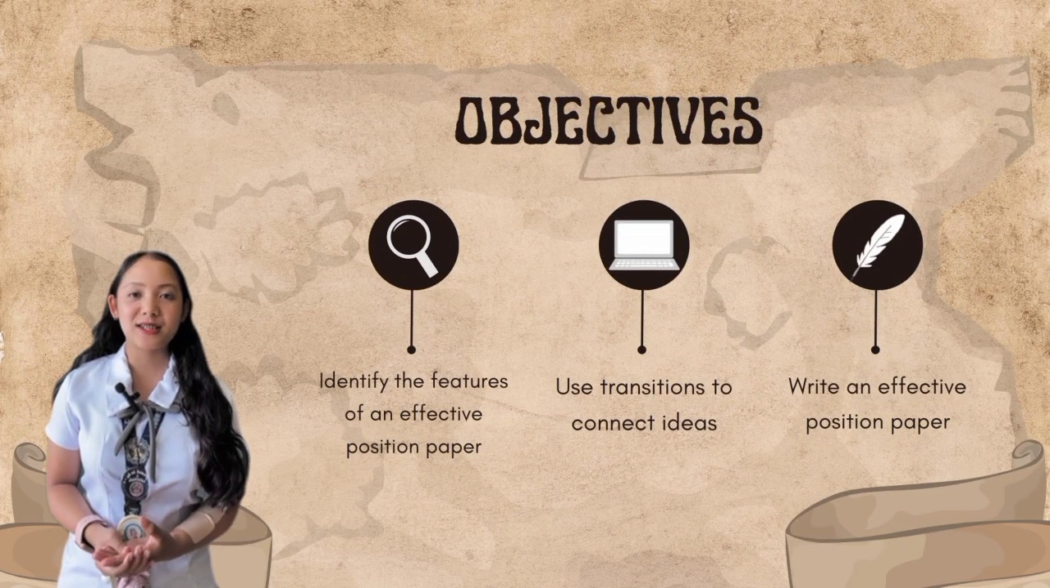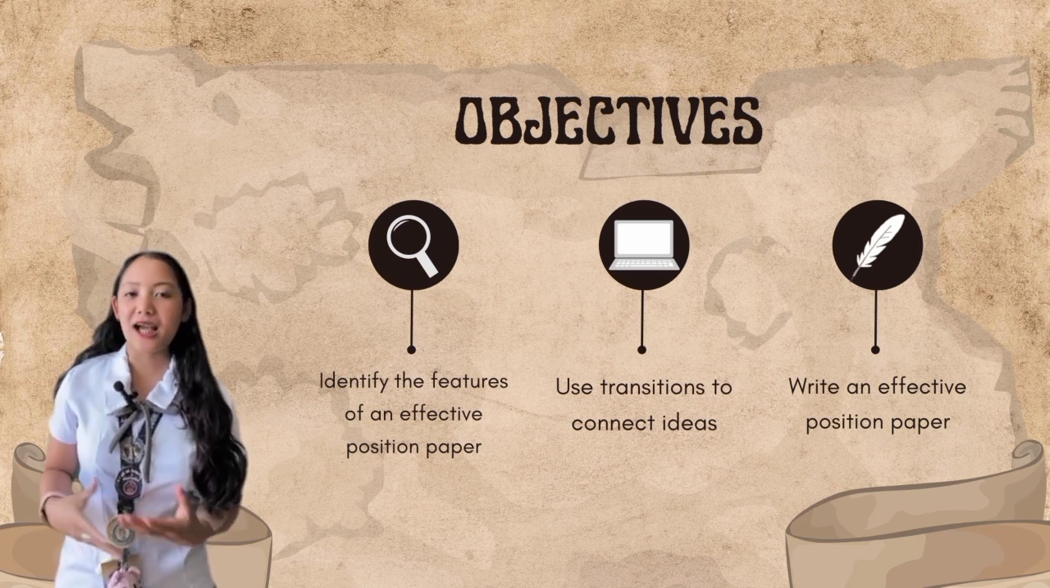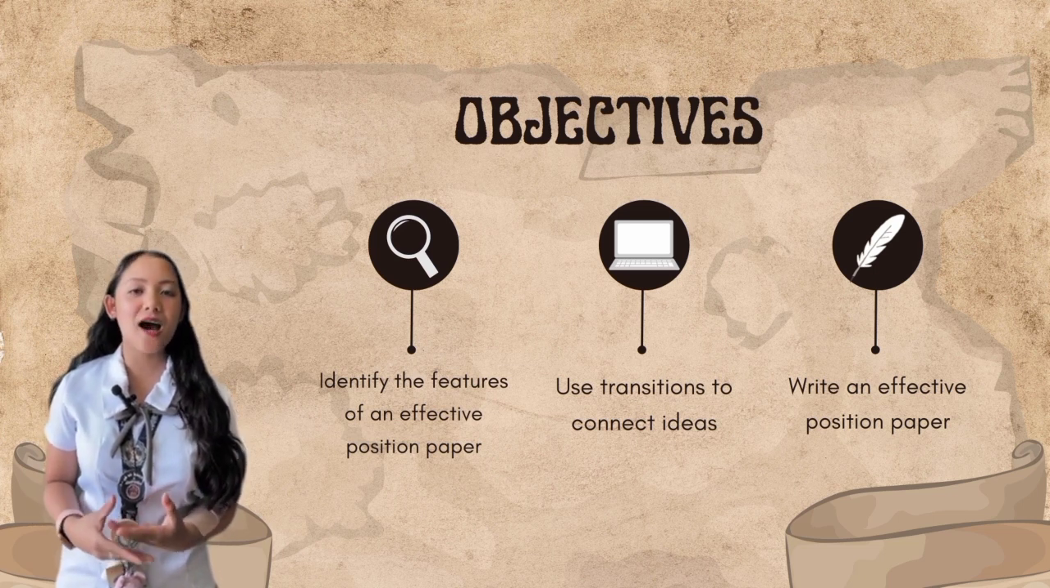By the end of this lesson, we aim to identify the features of an effective position paper, use transitions to connect ideas seamlessly, and write a well-structured and compelling position paper. These objectives will guide us as we navigate the process of crafting persuasive and impactful arguments, ensuring our position papers are both professional and organized.